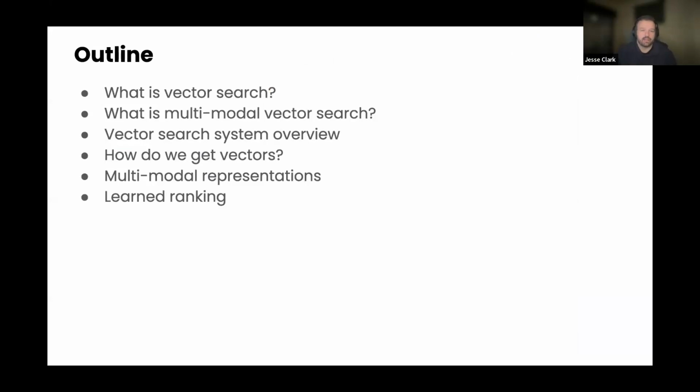Now we'll go over a bit of an outline of the talk. We'll introduce the basics of vector search and multimodal vector search, and then talk about what the system will look like if you're trying to actually do this, particularly for real-time vector search, which is something that we're really interested in. Then we'll go into some more of the technical details. How do we get the vectors? How do we actually learn these representations? How do we adapt this for multimodal, and how can we learn beyond these representations and actually learn things like ratings and rankings as well?